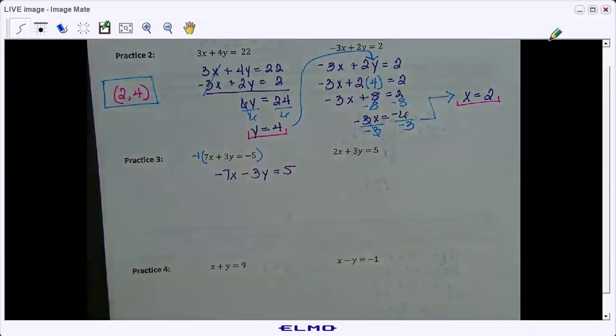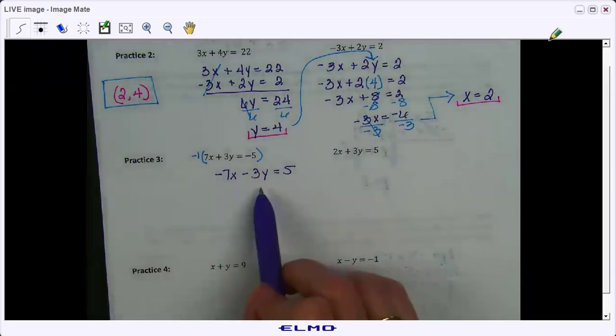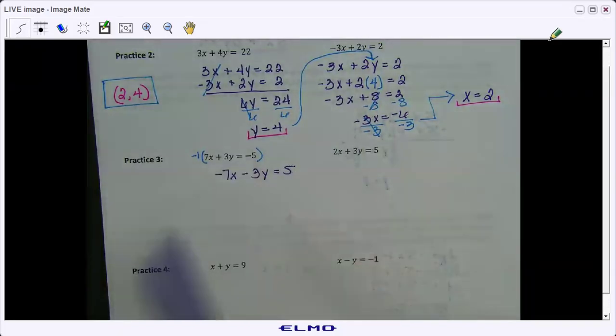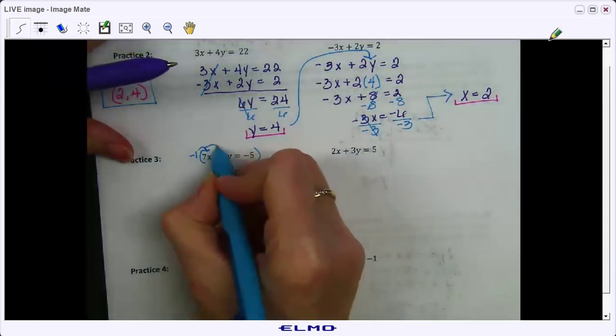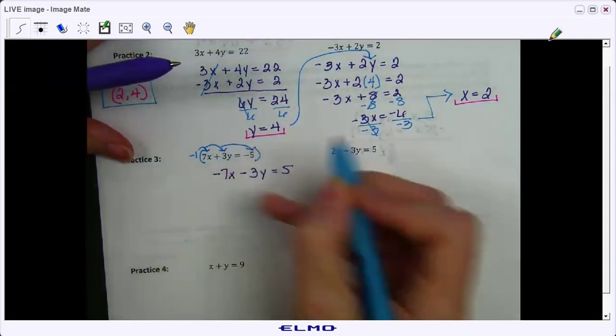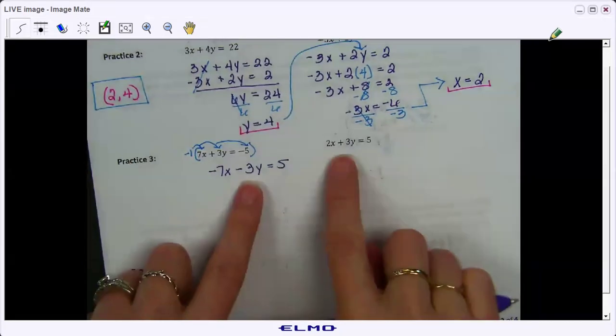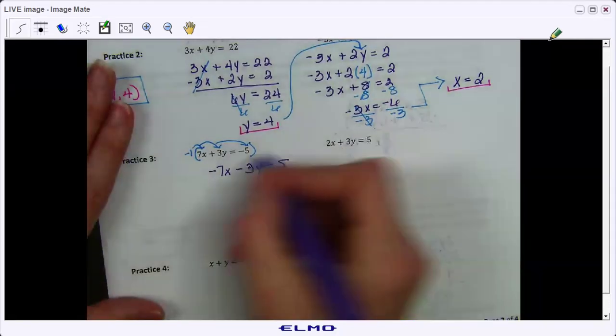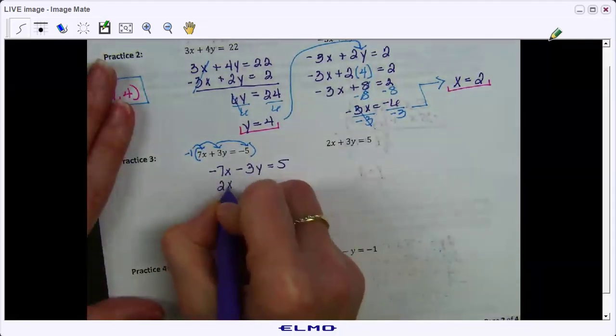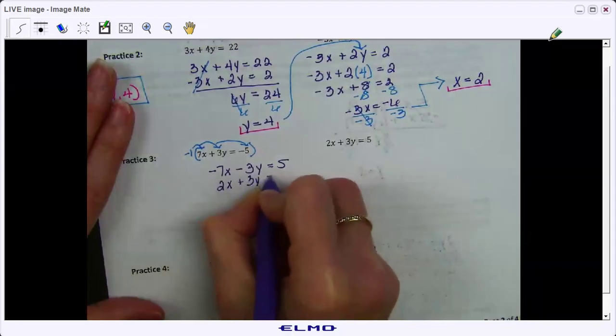Now, a lot of students forget that you have to multiply every single term by that -1. Not just the one that you're trying to change, or not just the x and the y term, but you also have to multiply the -5 by a -1 also. So every single term gets multiplied by a -1. Now, these two are opposites, and we can cancel them out. So let's stack it. So we have 2x plus 3y equals 5.